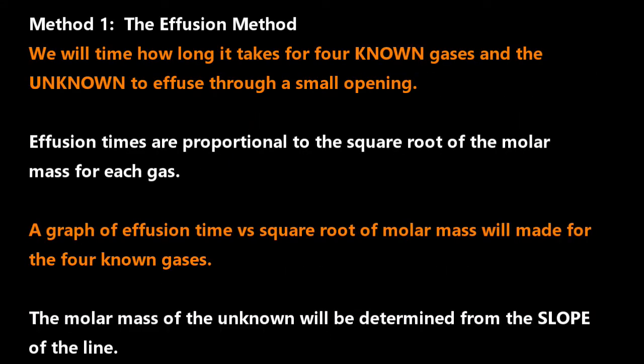For the effusion method, we will time how long it takes for 4 known gases and for the unknown gas to effuse through a small opening. Now, effusion time is actually proportional to the square root of the molar mass of each gas. So what we will do is plot the time of effusion on the y-axis versus the square root of molar mass for each of the 4 known gases. Then we will find the slope of that line and use that slope to find the square root of the molar mass for the unknown gas, which then, of course, we can use to find the actual molar mass.